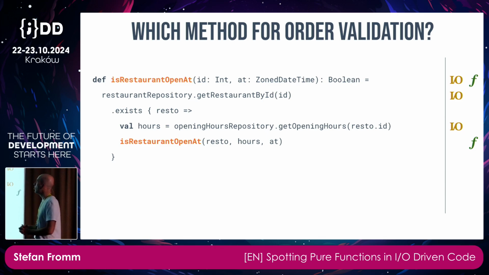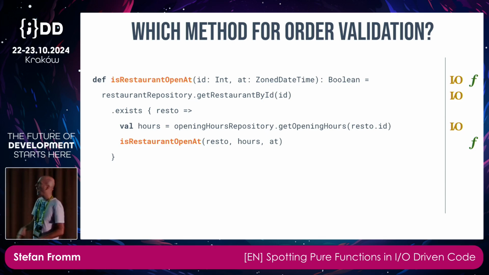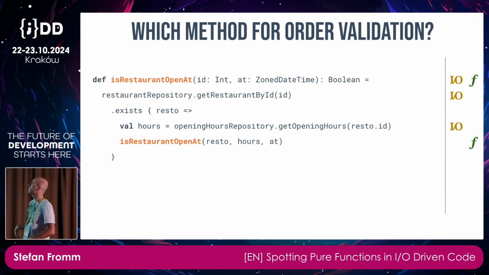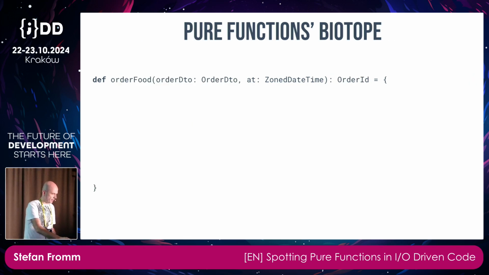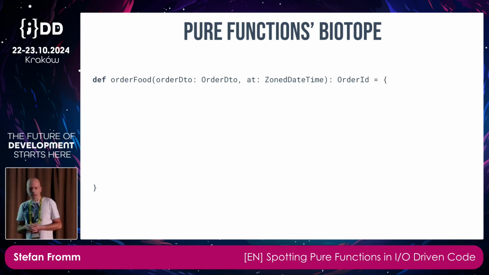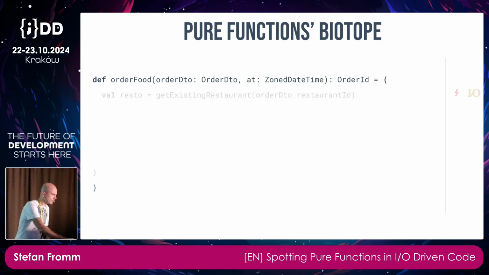Because if I would reuse the outer one, I have a mix of IO and a pure function here. So I would produce spaghetti code in my next endpoint because I would already mix it up by calling the outer method. Okay, so let's implement the endpoint for ordering food. It accepts some ordering data, moment of time, and it returns an order ID.